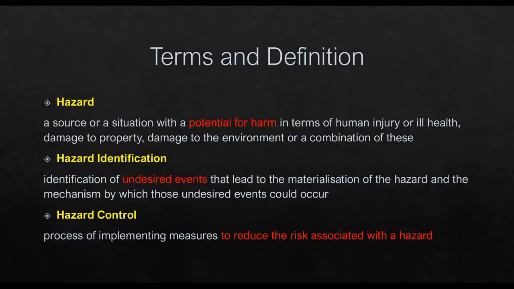could occur. Okay, and then hazard control is a process of implementing measures to reduce the risk associated with a hazard. So we already identify the hazard, and then we have to control that hazard. But before we control the hazard, we must identify the risk level, before we go into implementing any tools or measures to reduce that risk and reduce the hazard. Okay.